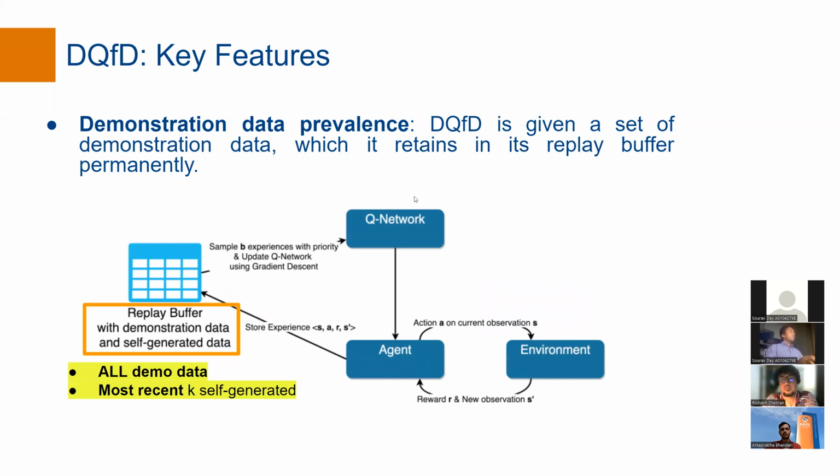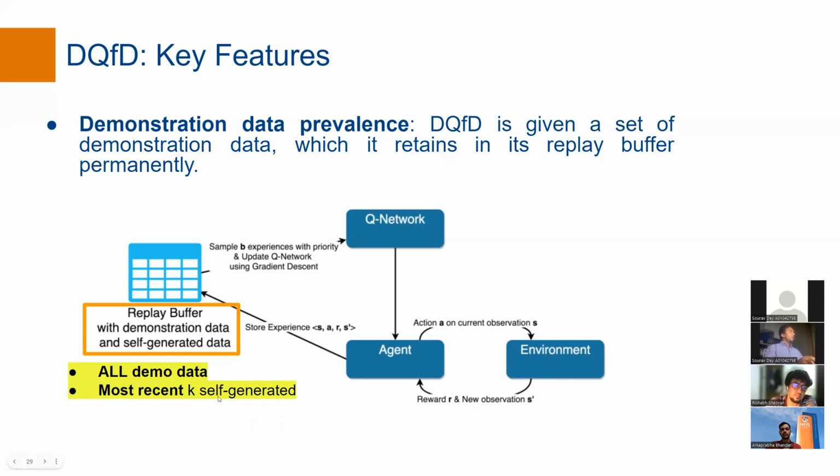Now we move on to the actual phase where we work with self-generated data. In this case, what's important to note is that there's demonstration data prevalence. Once pre-training is completed, the agent starts acting in the environment and collecting self-generated data. As you obtain more and more data, this data is added to the replay buffer in a FIFO-based schema. At some point, this replay buffer becomes full, and there comes a decision of whether to keep the demo data or the self-generated data.